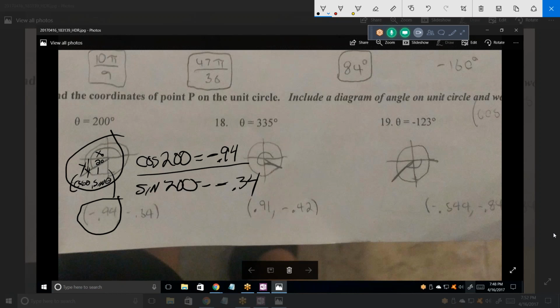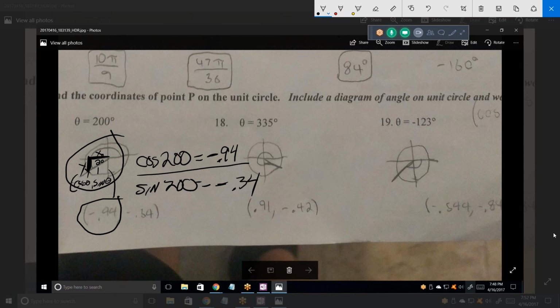Notice the signs are appropriate and proper. Both cosine and sine are negative in the third quadrant. And you can see why. In other words, this x measurement right there is in the negative direction, and this y measurement right there is in the negative direction. And that's why cosine is negative in the third quadrant, and so is sine.